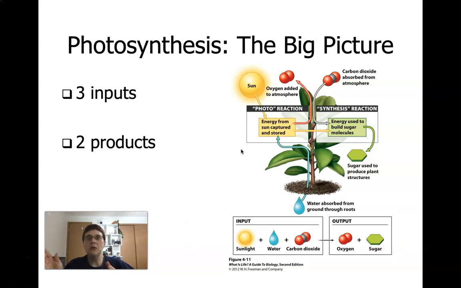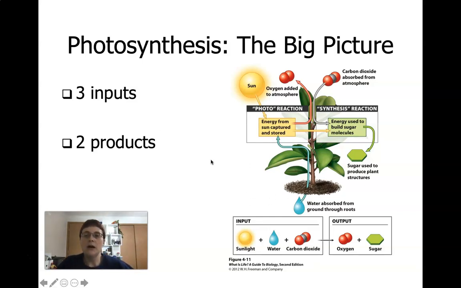Then we're going to move our way into where it's going on, then some information about things like sunlight, because that's an important part of photosynthesis, and then we'll look at more of the detail on photosynthesis. So, big picture is the equation. What goes in, what comes out, right?